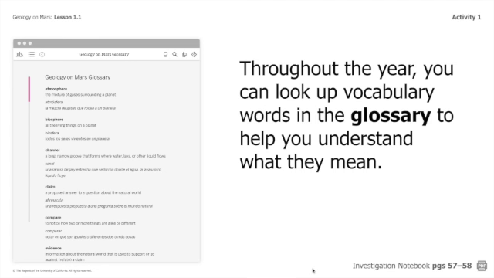We will go over how to use the glossary once we have access to Amplify, but know that all of these words will be available to you all year long, and you can always refer back to them as you need them.